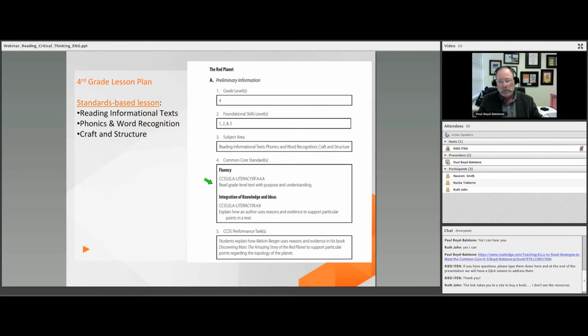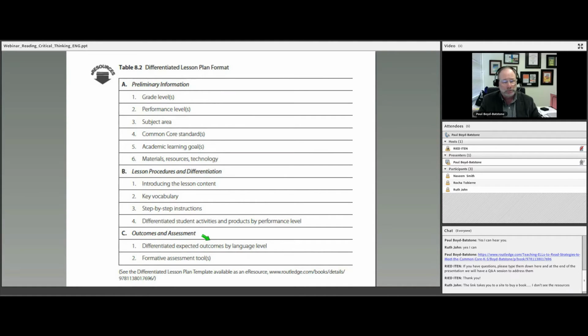I've got one standard related to reading. They're reading a grade level text with purpose and understanding, and one related to thinking. Explain how the author uses reasons and evidence to support particular points in the text. And here's the task we're going to be doing. Students explain how the author uses reasons and evidence in his book Discovering Mars, The Amazing Story of the Planet, to support particular points regarding the topology of the planet.